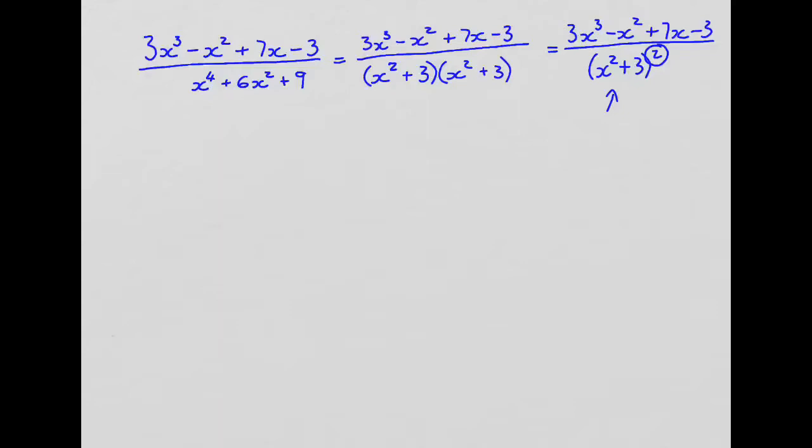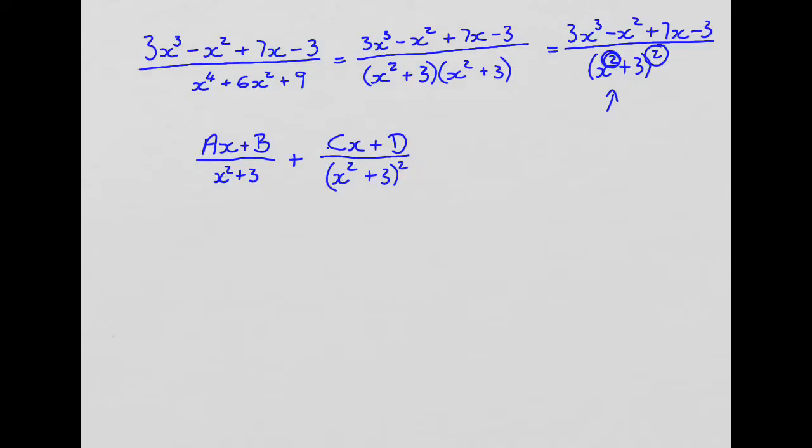So let's see, this will then be equal to a linear function in the numerator over x squared plus 3 plus, again, a linear function. Because this is a quadratic function, we have to put a linear function in the numerator. Okay? And that will be squared.